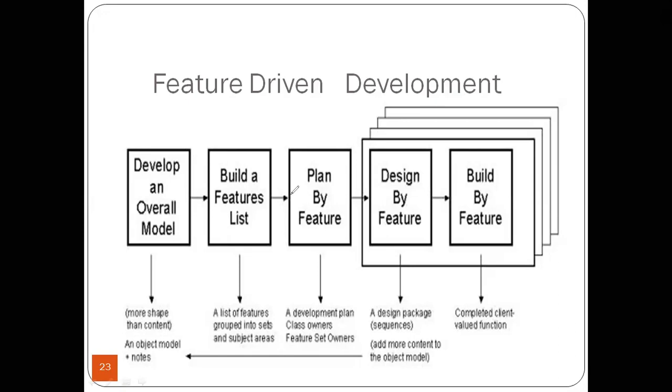Coming to the second one, build a feature list. Here in the second step, we are going to build a list of how many rooms exactly we need, and among them, how many bedrooms you need.